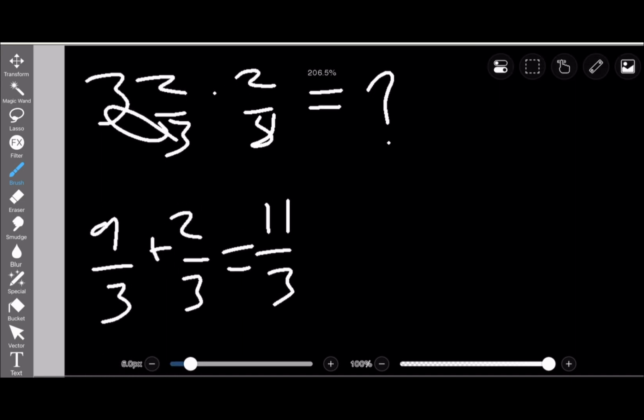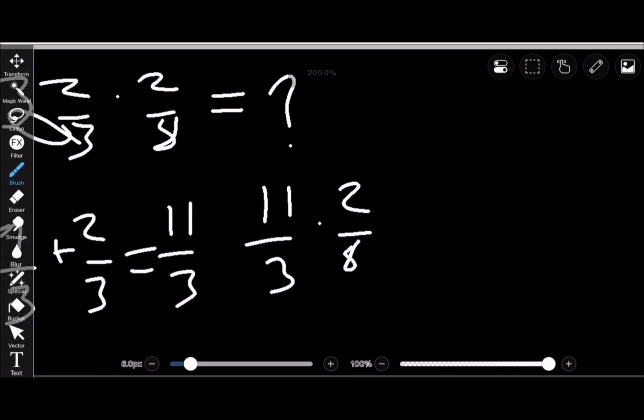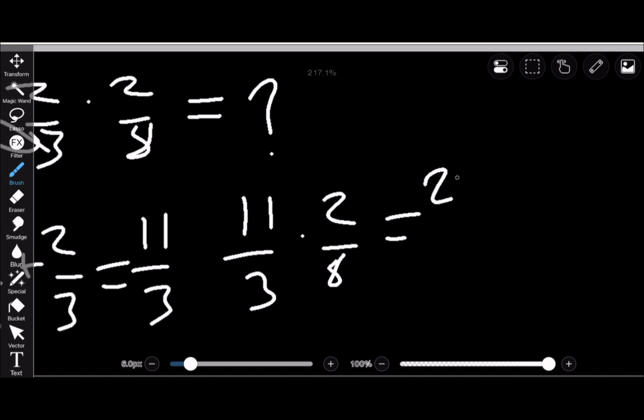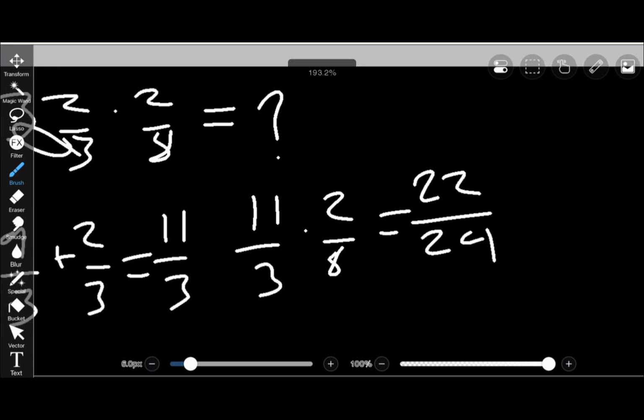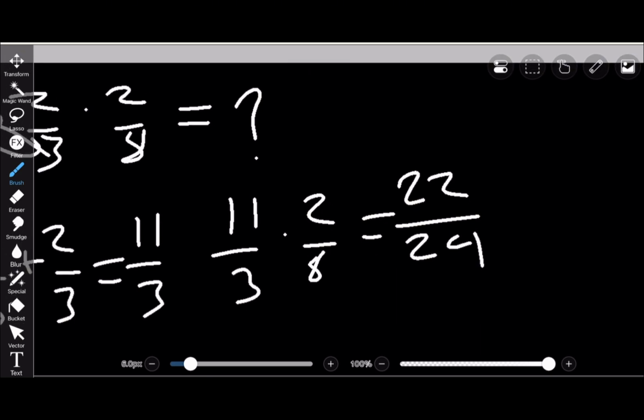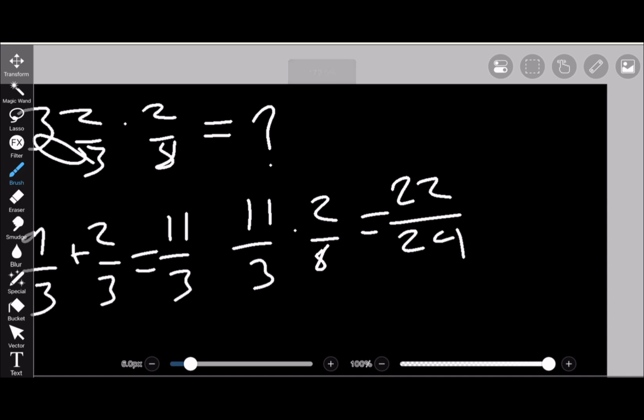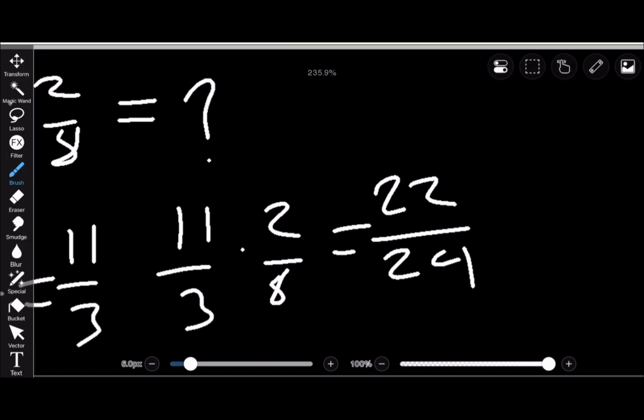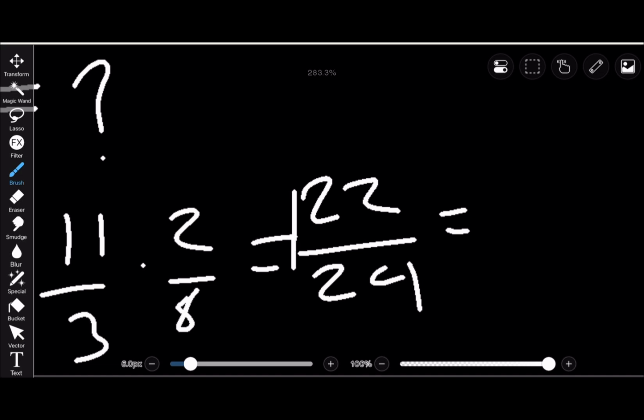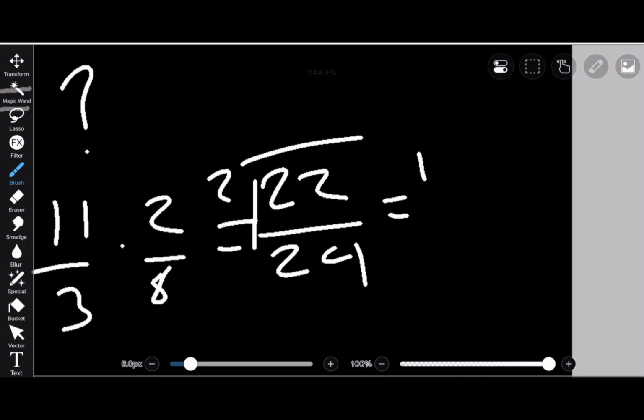So now we're going to have a new equation, which is 11/3 times 2/8. Now we can multiply these two. 22 over 24. And of course, this can also be simplified as well. So what we're going to do is find what these two are divisible by, which is 2. So if we divide by 2, this would equal 11/12. And that could be your answer.